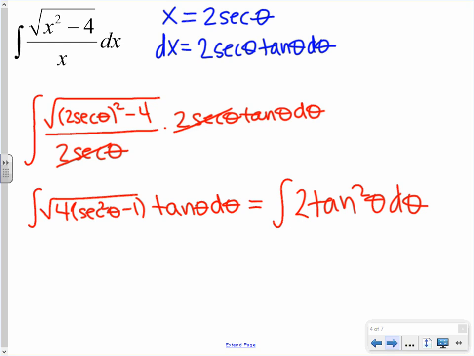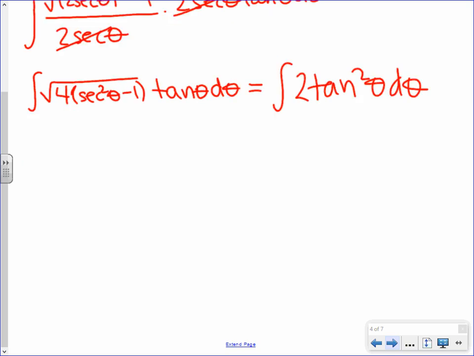Do we have an antiderivative for tangent squared? Could we do integration by parts, like, to the integral of tangent theta? No, we couldn't. Well, yeah, but you can still do integration by parts. Or you can do that.